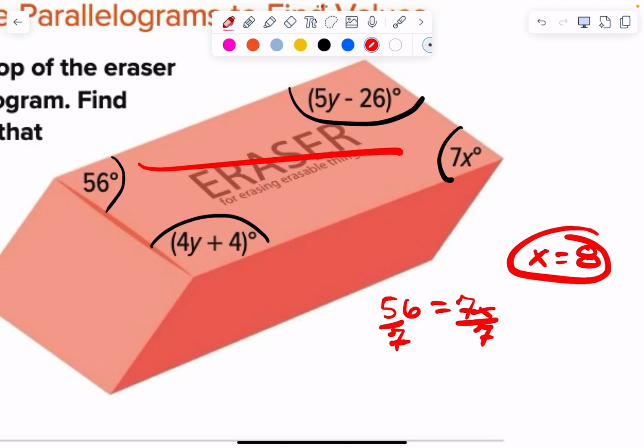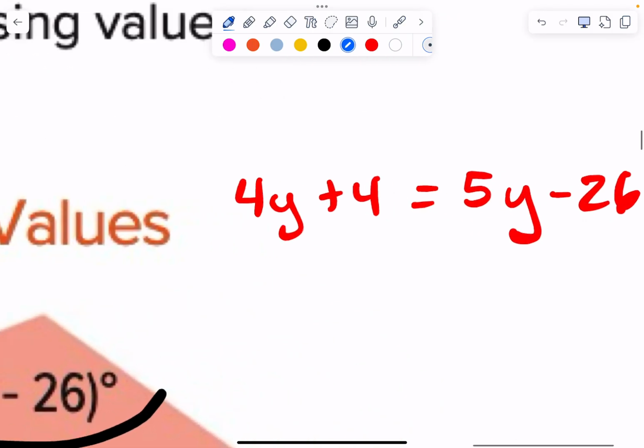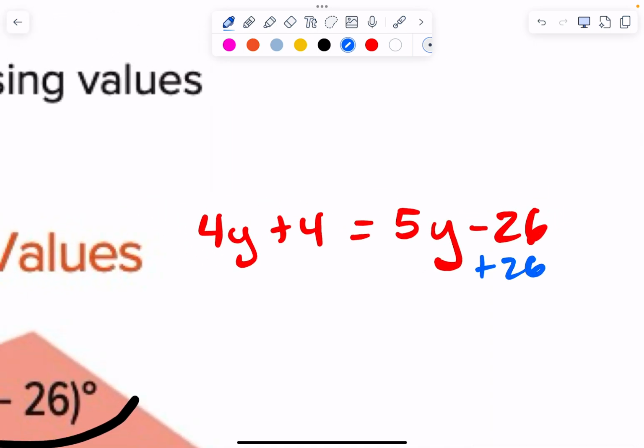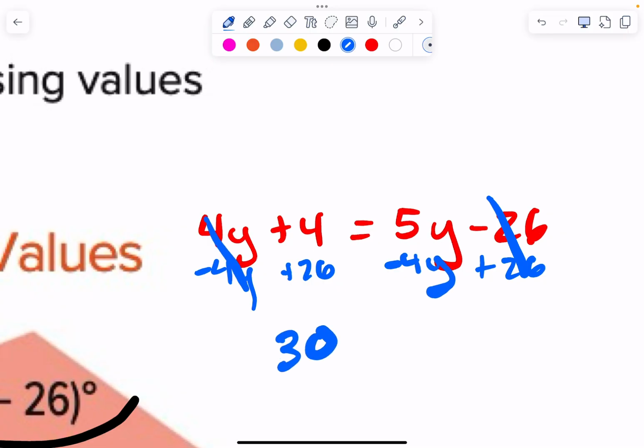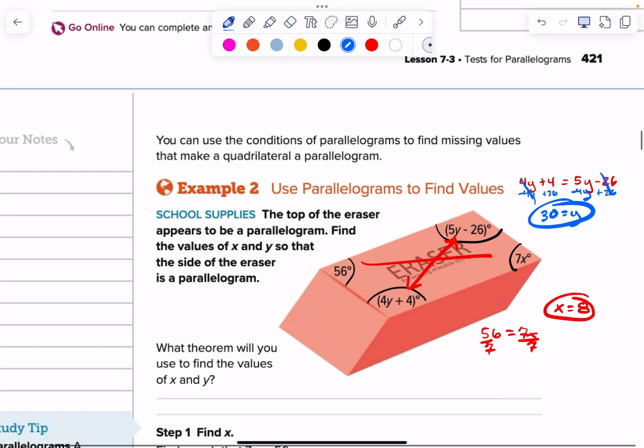Okay? Now, these two are also going to be the same. Let's solve that. 4y plus 4 equals 5y minus 26. Add the 26 over, that's 30. Subtract the 4y. So what do we got? Y equals 30. Do we have to find anything else? Find the values of x and y. There we go. That's it. This is kind of the same as what we've been doing, right?